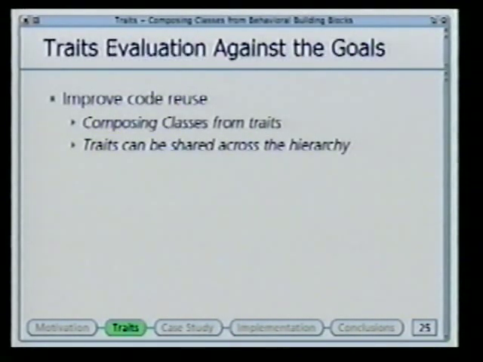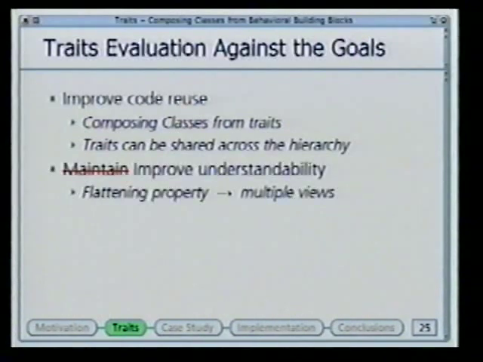So as an evaluation, we said that we would like to improve code reuse. And this is done by saying that classes can now be composed from traits. And traits can be shared across the hierarchy. So we actually have more powerful ways of reusing code.